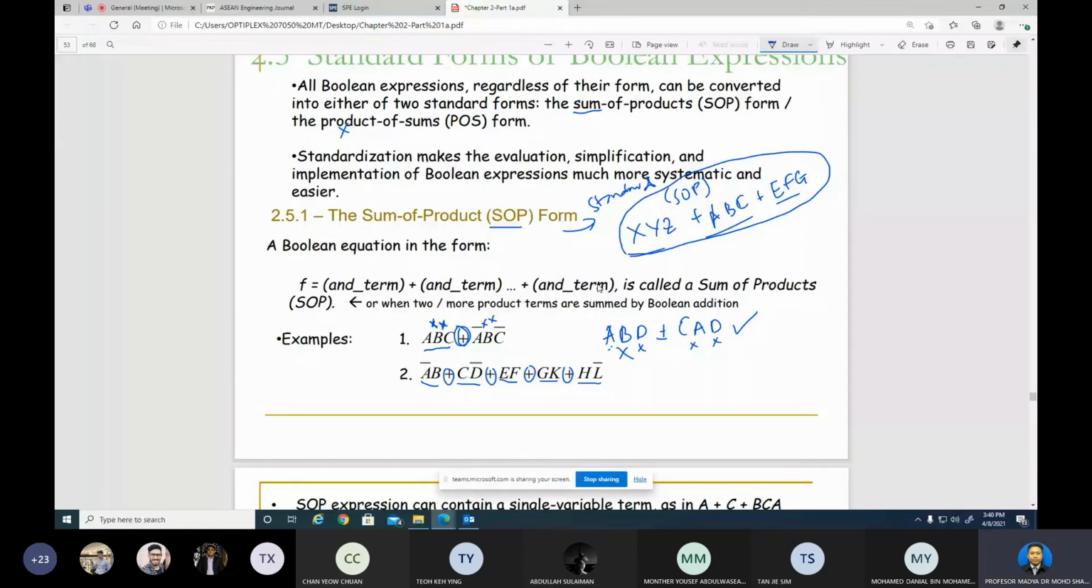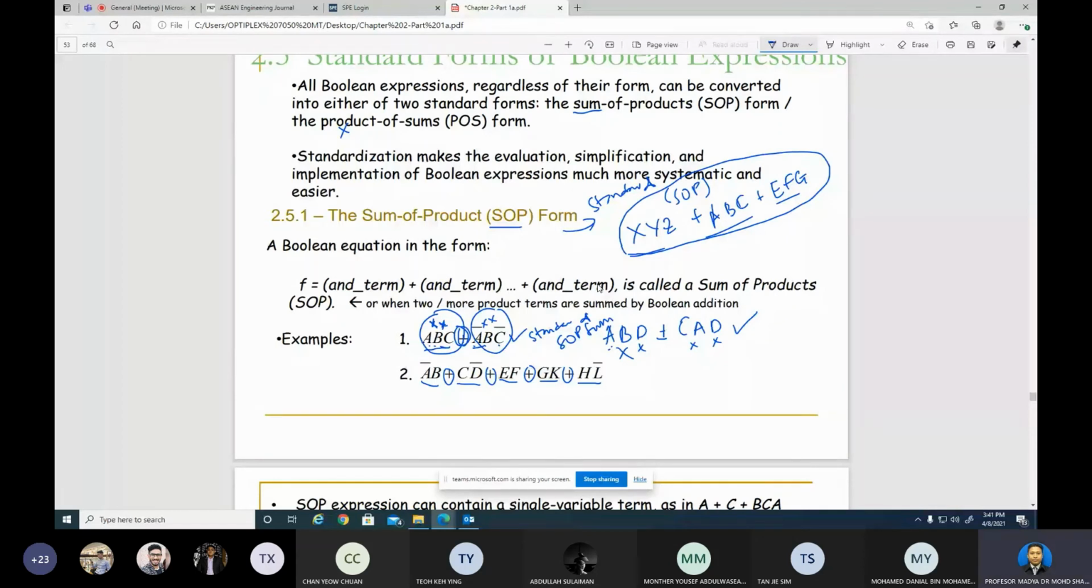The standard SOP form means every component has the same characters. For example, we have A, B, C here, and another one also has the A, B, C characters. So this one we call the standard. You can see element 1 has A, B, C, and the other element also has A, B, C. So this is the standard SOP form.